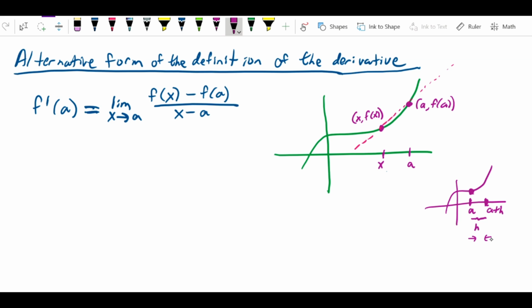Well, the other way you might do that is treat a as a fixed point and then define a variable x and simply let x get very close to a. How do we express that in calculus? We say, quite literally what I just drew there with the arrow, we say x is approaching a.